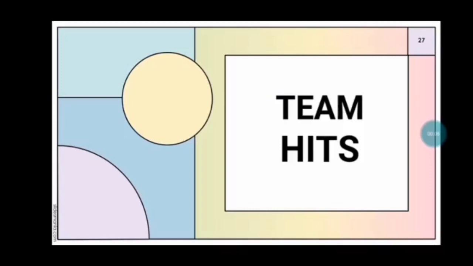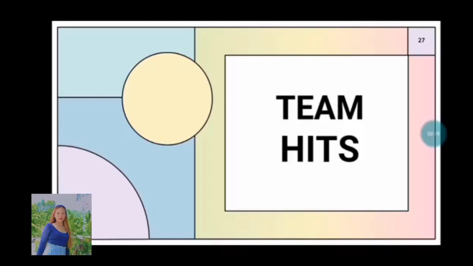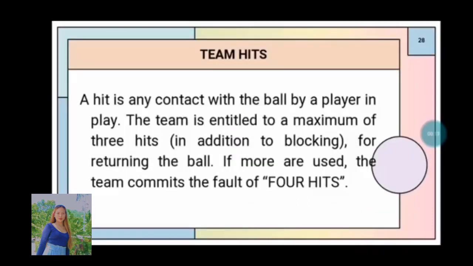I am Colonel Sacro, and my topic is all about team hits. A hit is any contact with the ball by a player in play. So it is either bumped, volleyed, or spiked, or more modernly called pass, set, or hit. The team is entitled to a maximum of 3 hits in addition to blocking for returning the ball. If more are used, the team commits the fault of 4 hits.